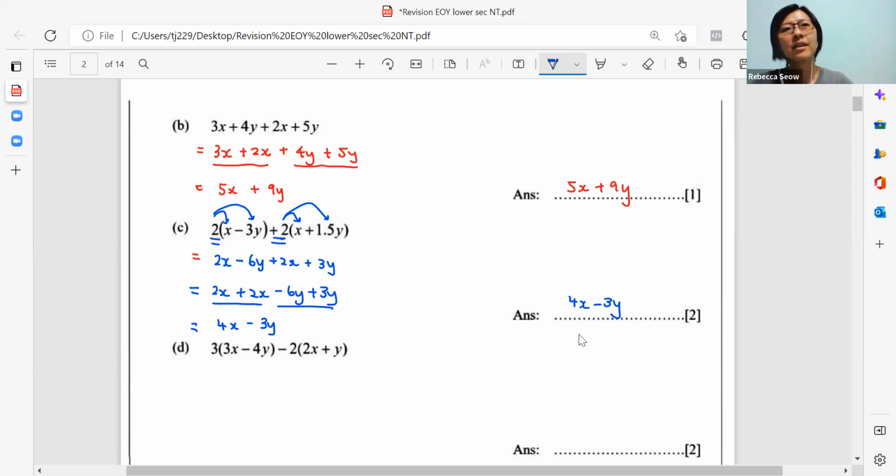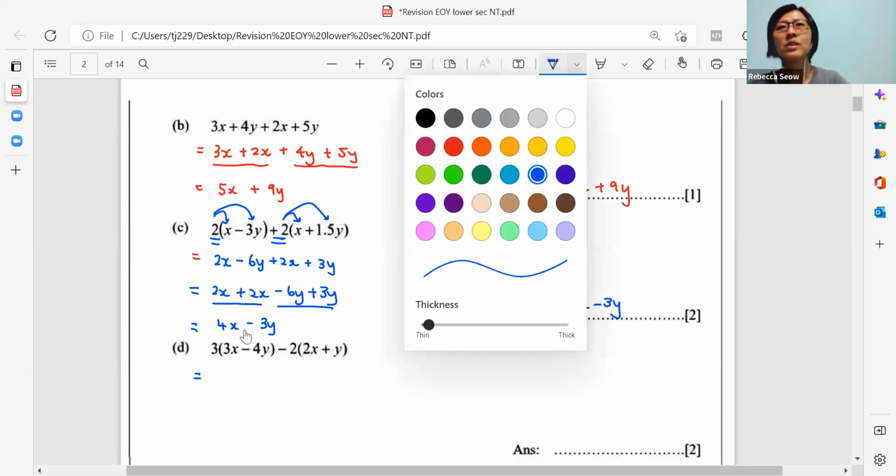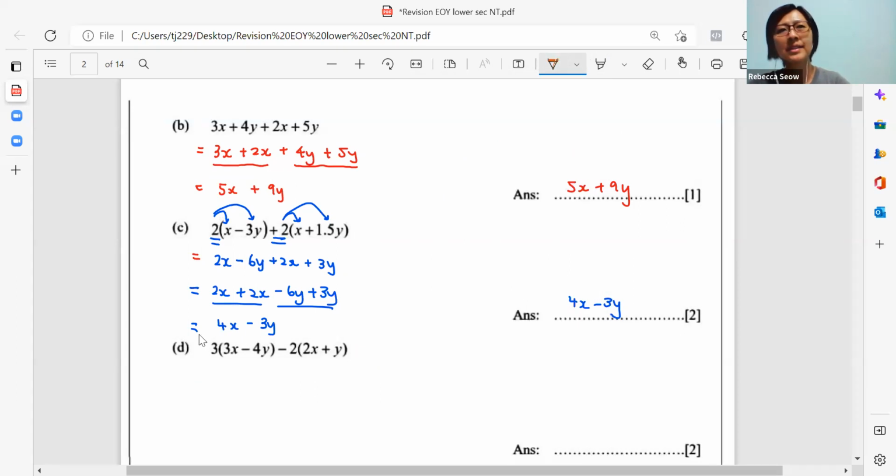Next. Again, it's another question that has got brackets here. So let's do the same. Let's expand the brackets. We have 3 outside the first bracket. We multiply it in, so we end up with 9x, take away 12y.